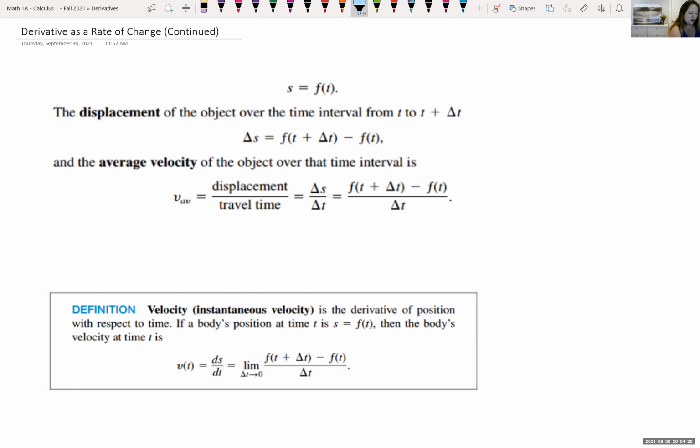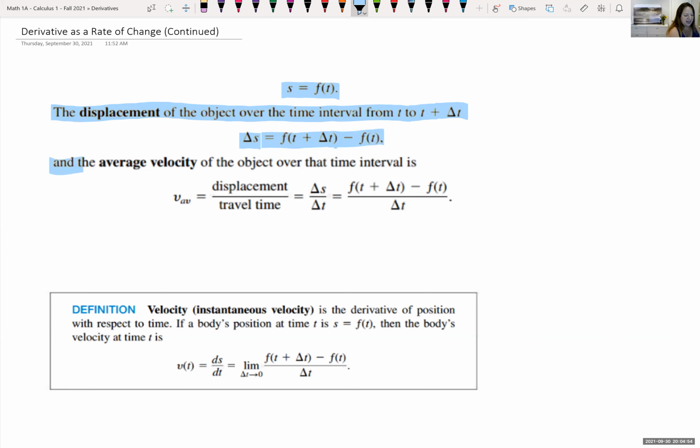Recall that if we have some function s equals f of t, s represents the position of some object, the displacement of the object over time interval from t to t plus the change of t. So if we're looking for the displacement of this object, we'll look at the change of s, which is equal to f of t plus the change of t minus f of t.